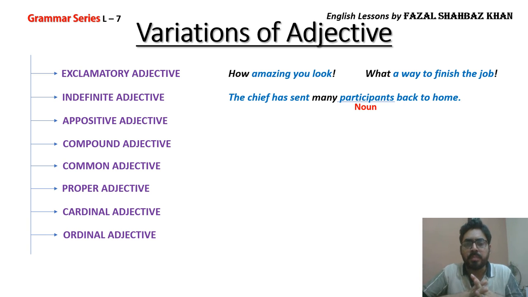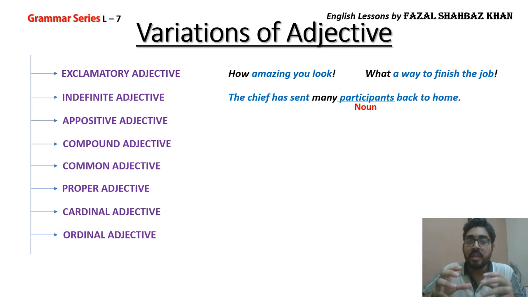We can replace many with any, every, or each. Those can be indefinite adjectives, which are not really specifying which participants or which nouns you're talking about. Sometimes you can even combine the two words. What do I mean by this?